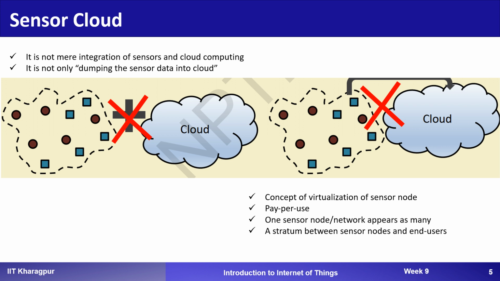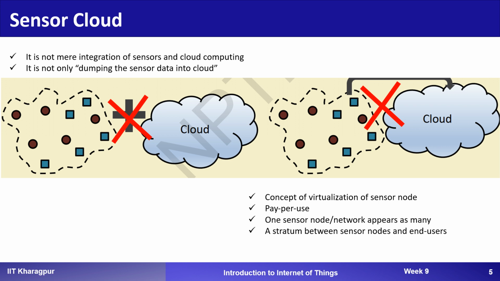The second is, it is not just storing the data of your sensors into the cloud, or offloading the data of your sensors into the cloud. So if it is not the integration of sensors with your cloud computing, and if it is not dumping of your sensor data with your cloud, then what exactly does your sensor cloud mean?